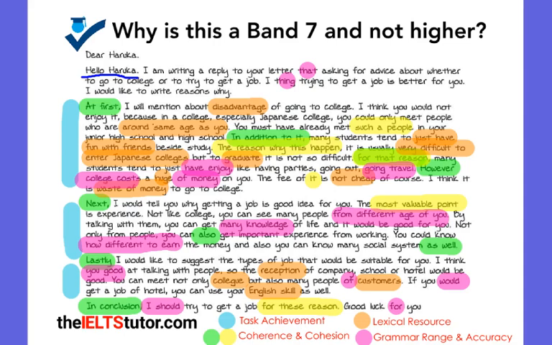Okay. Now, let's take a look at the next paragraph here. At first, I will mention about disadvantage of going to college. Now, this to me sounds more like an attempt at writing an IELTS Task 2 essay. First of all, there's a problem with the linker here. We don't say at first if you're writing a list. If you're going to list your points, you don't say at first, because at first usually refers to some sort of event. For example, at first I did not believe the news, but then later I saw that it was real. So you use at first when you're relating a story or talking about an event.